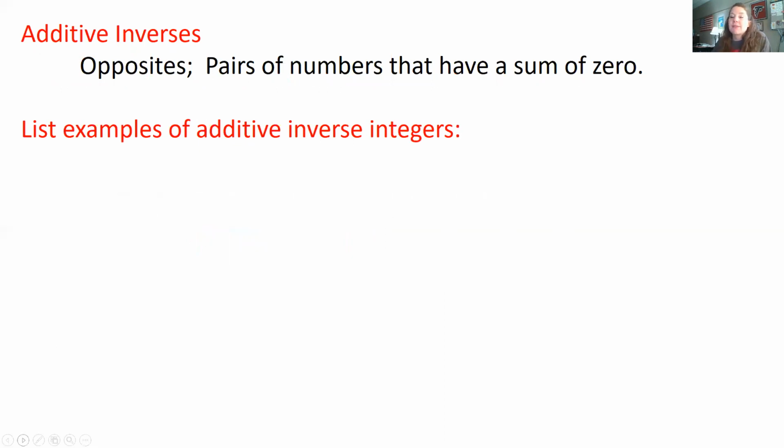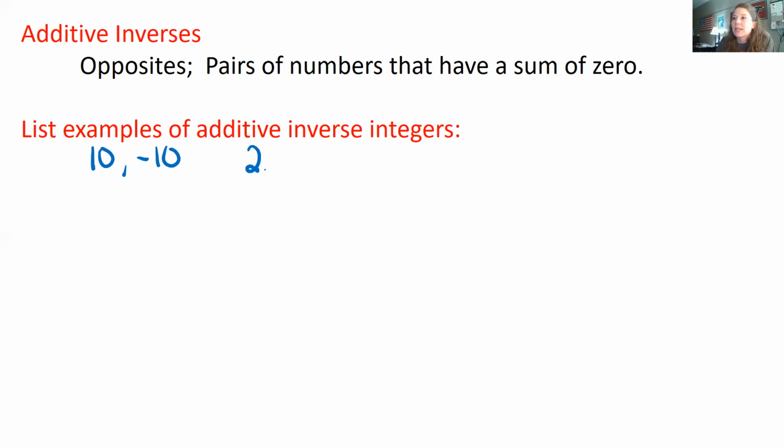Now the word additive inverse, you could call them opposite numbers. Also, you can say it's a pair of numbers that have a sum of 0. So what would be opposite numbers, or numbers that if we add them together, we get 0? Well, let's say you did some chores and you made $10, but then you went to the store and you spent $10. How much money do you have? 0. So gaining 10 and losing 10 gives you a sum of 0. So 10 and -10 are opposite numbers.